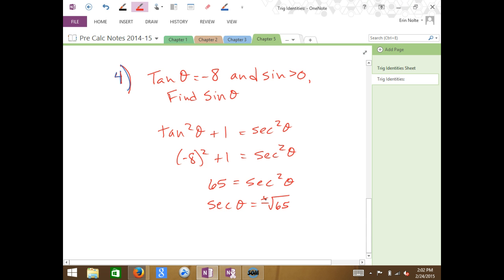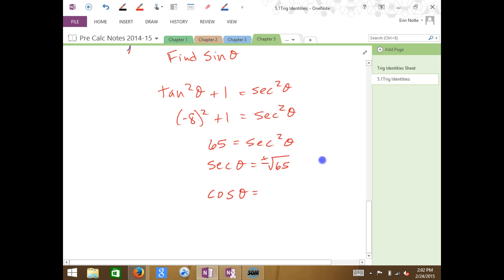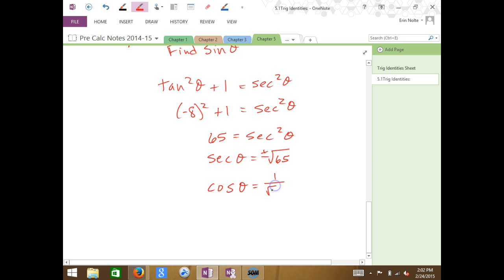Now since I know that I have a secant, where am I trying to go? The sine. Can we use a reciprocal identity here and say that if I have a secant, what is my cosine? What is the cosine? Square root of 65. Good mental math. Did everybody catch that? Because it would be 1 over the square root of 65, which is the square root of 65 over 65. Technically plus or minus. You just can't leave a square root in the bottom.